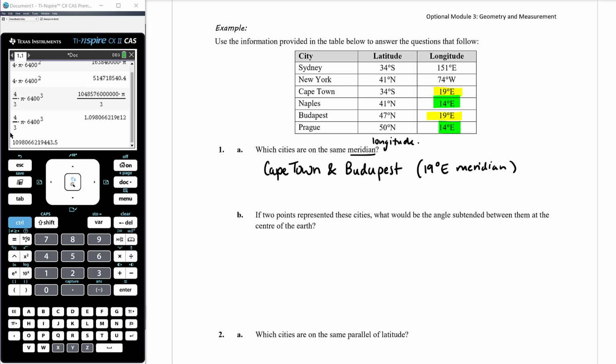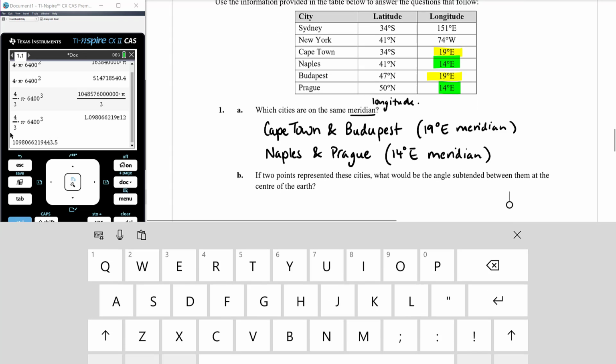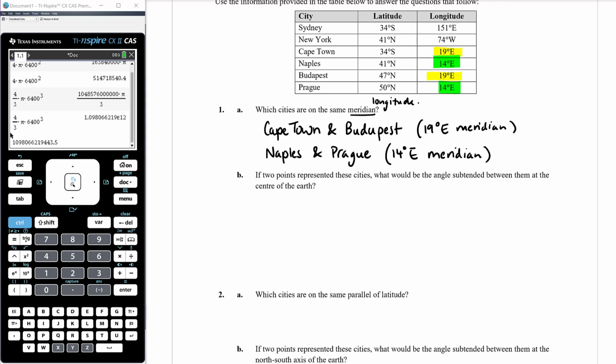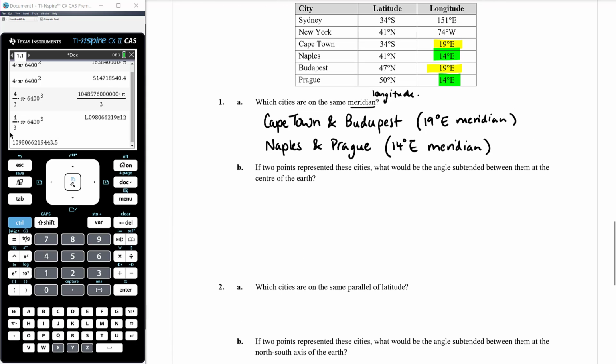And then we also have Naples and Prague. Naples and Prague, and they are on the 14 degree east meridian. So actually not too far apart in terms of their easterly direction. Now, if two points represented these cities, what would be the angle subtended between them at the centre of the Earth?